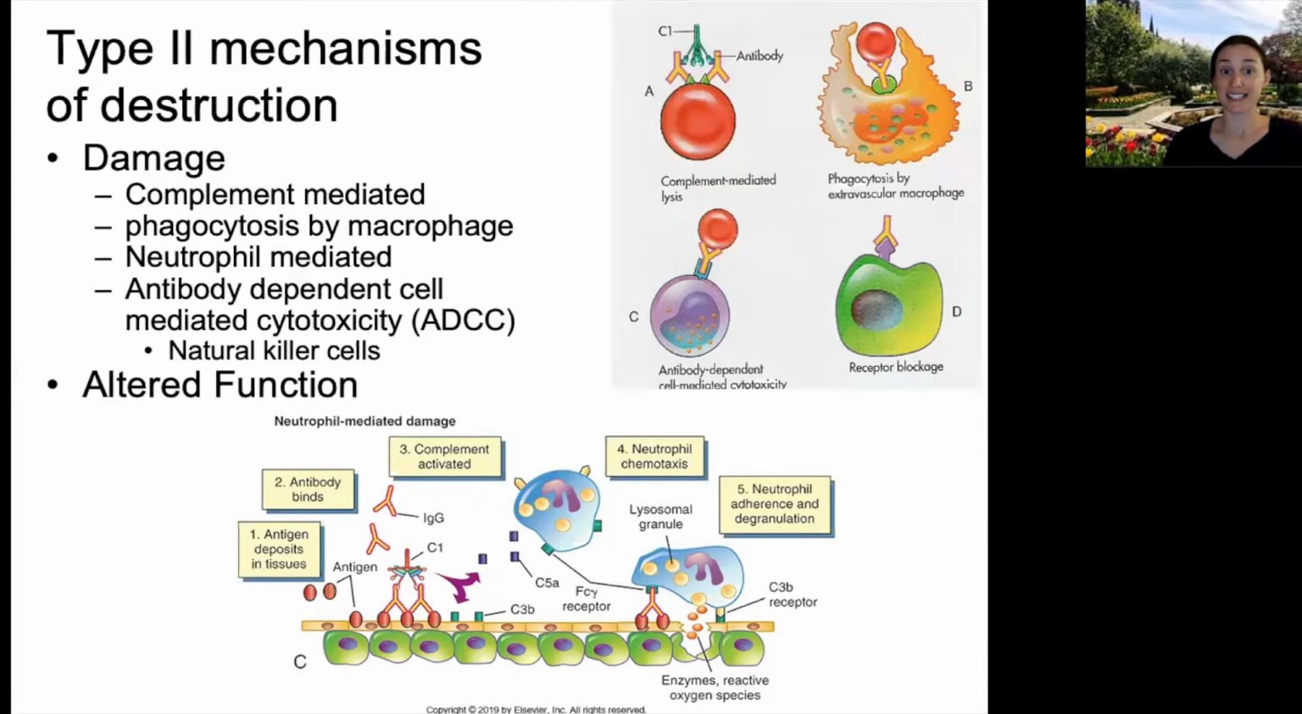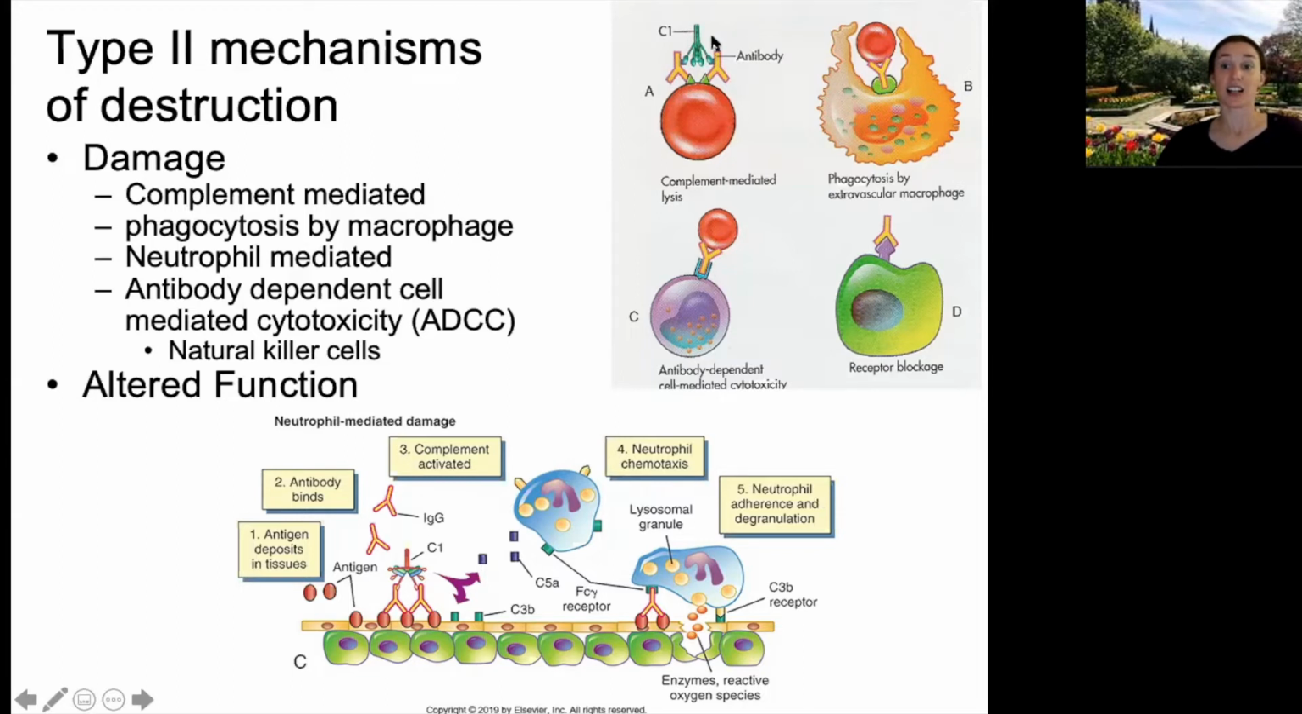So how does destruction occur in type 2? Well, there's damage that occurs because of the complement system. We have phagocytosis that occurs by macrophages and neutrophils that come in. Then we also have those natural killer cells that come in because of those antibodies, and they will kill those cells that they think are infected.